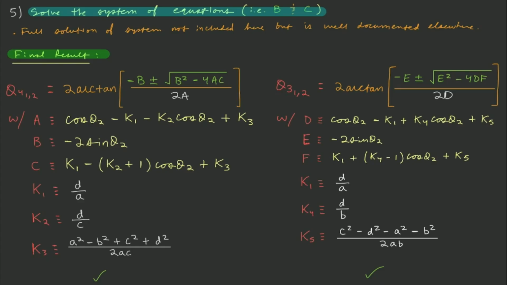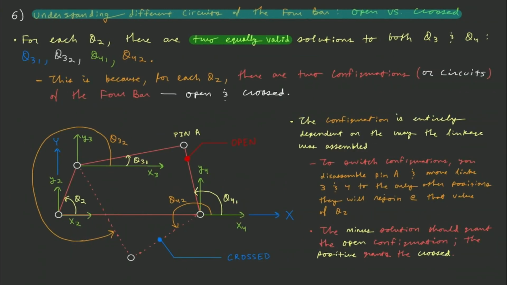How is that possible? We're going to go over that right now. So now we're going to understand the different circuits of a 4-bar linkage, open versus crossed. For each theta 2, there are two equally valid solutions to both theta 3 and theta 4: theta 3,1, theta 3,2, theta 4,1, and theta 4,2. This is because for each theta 2, there are two configurations, or circuits, of the 4-bar, open and crossed. Now, let's look at this diagram to understand what that means.